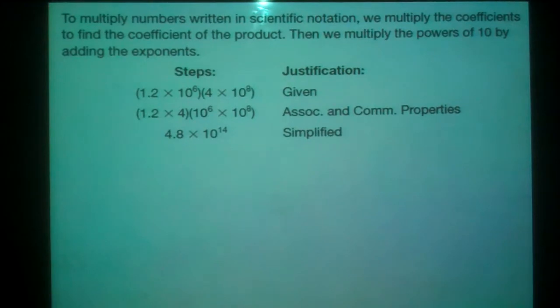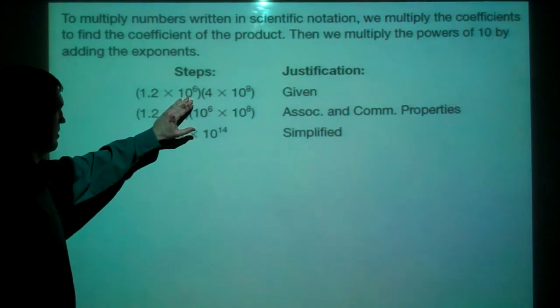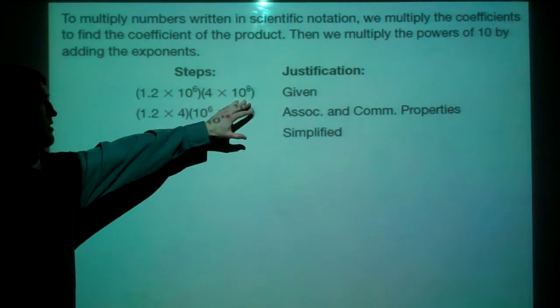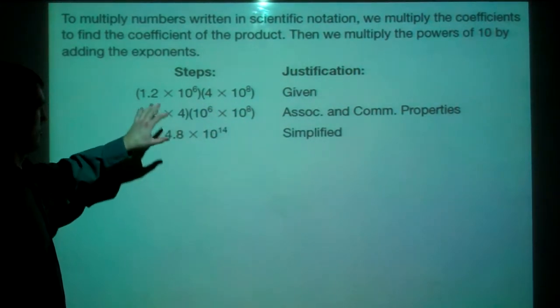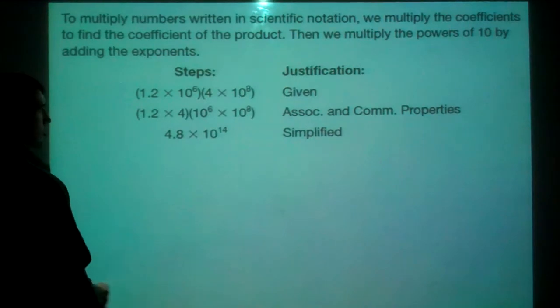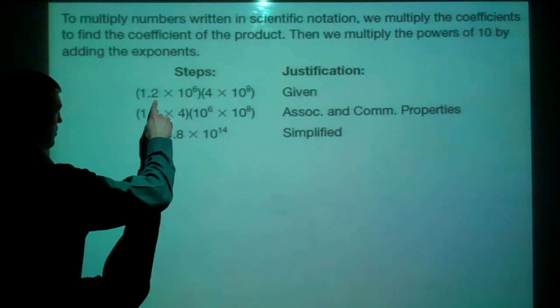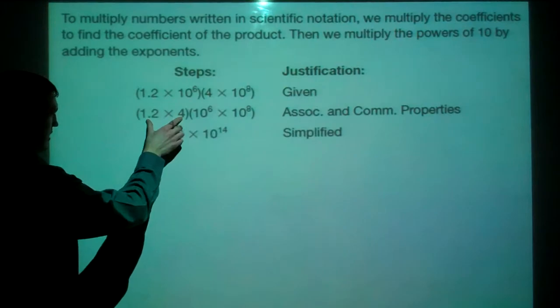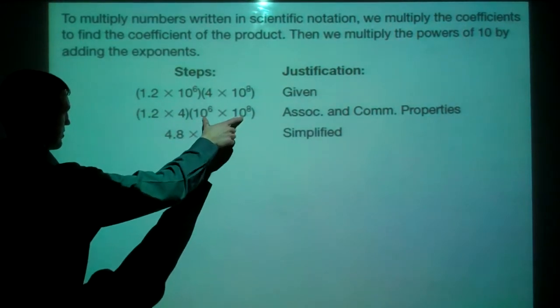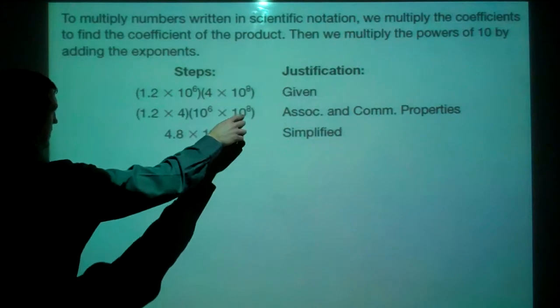Alright. So, to multiply numbers written in scientific notation, we will multiply the coefficients to find the coefficient of the product. Then we will multiply the powers of 10 by adding the exponents. So, taking this example, this is 1.2 times 10 to the 6th times 4 times 10 to the 8th. Okay? And what we do is multiply the coefficients, or the numbers, first, 1.2 and 4. We're going to multiply those together. And then we're going to group our tens. 10 to the 6th times 10 to the 8th.